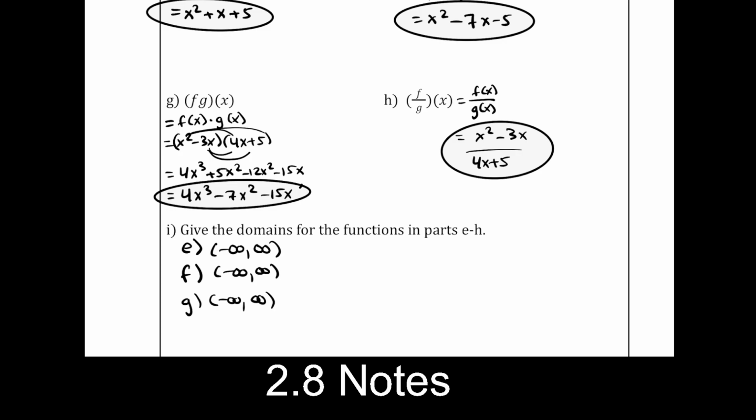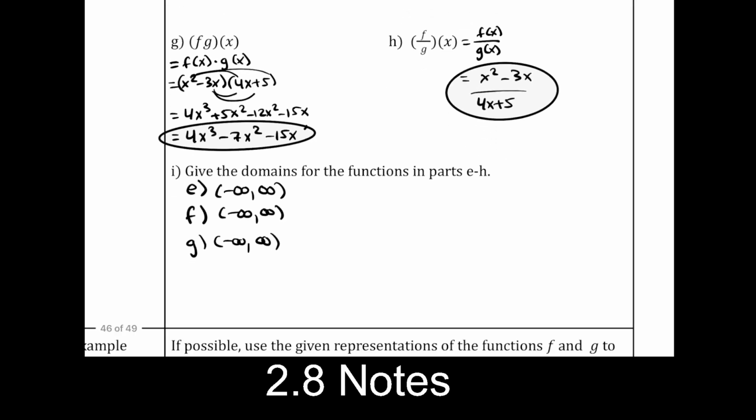Now there is a little bit of fear in part H, and it's nothing crazy, but the idea here is that the same thing exists. It's going to be negative infinity to infinity because the intersection of those two domains is negative infinity to infinity, right? But we can't have the bottom ever be 0. And this, of course, has a denominator that is 0 when x happens to be negative 5/4. The part in red makes everything sad because, of course, you cannot divide by 0.